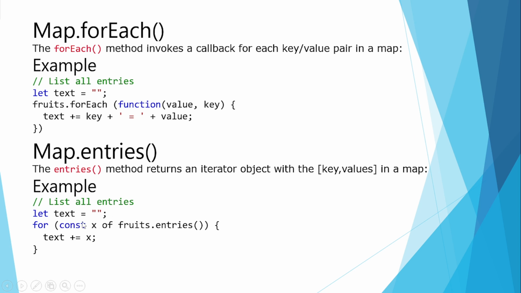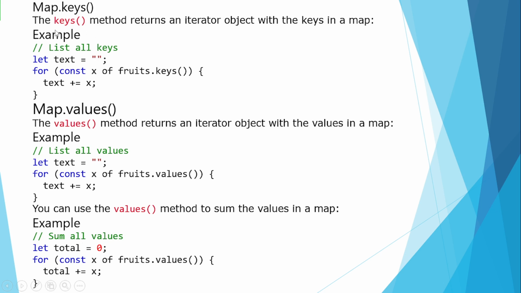For example, here we are using a for...of loop, and we are calling fruits.entries, and it will iterate over all the elements that are present in our map, and we can assign all the values to our text variable.